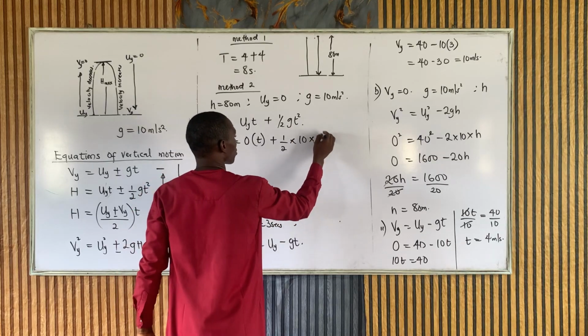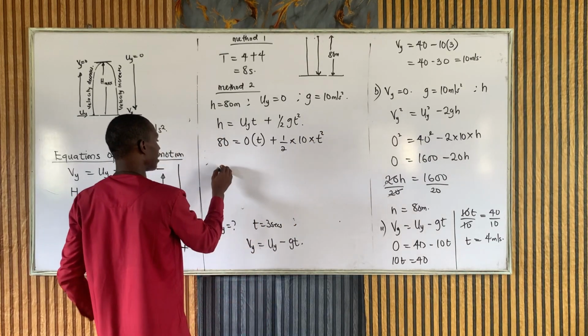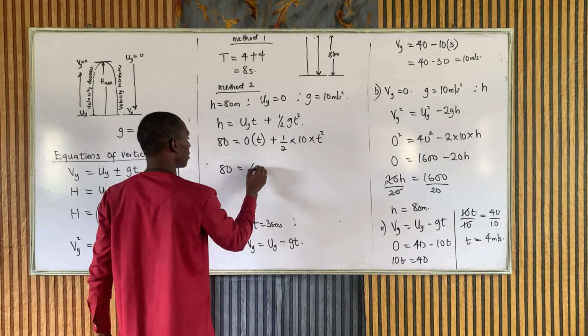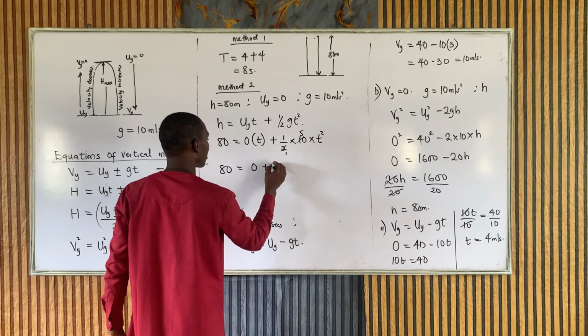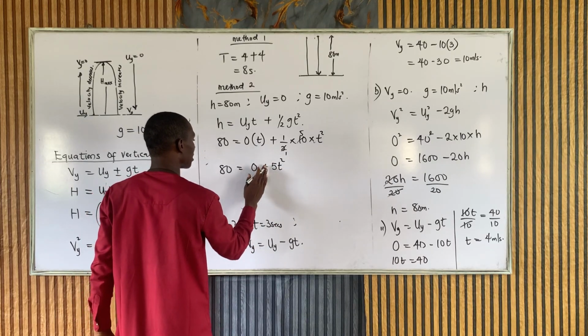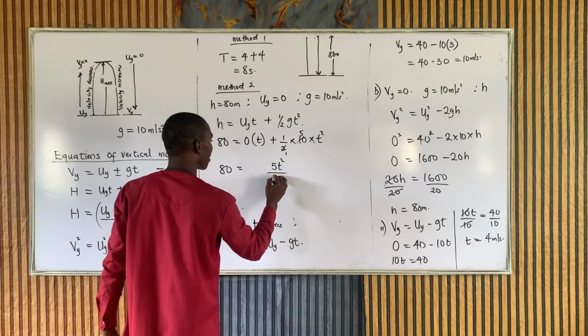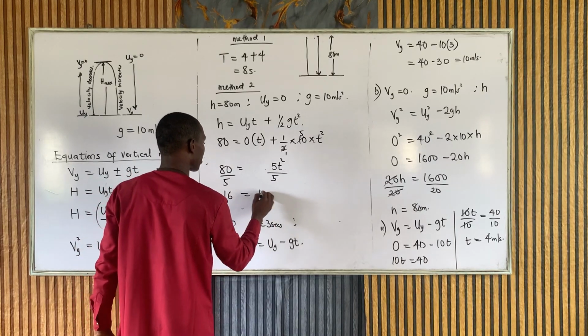And t is what we are looking for. So at the end of the day, we can say that 80 is equal to 0, 2 here 1, 2 here 5, plus 5t squared. So dividing both sides by 5 now, because this 0 can go off, divided by 5 and divided by 5, we have that 16 is equal to t squared.